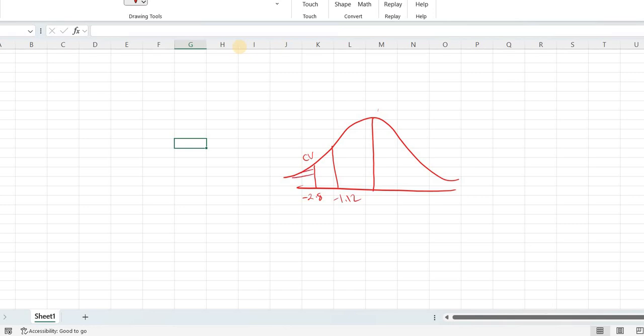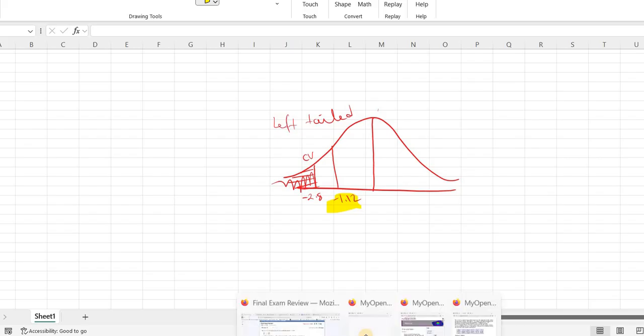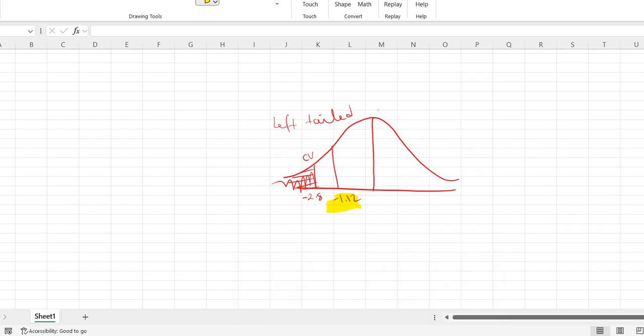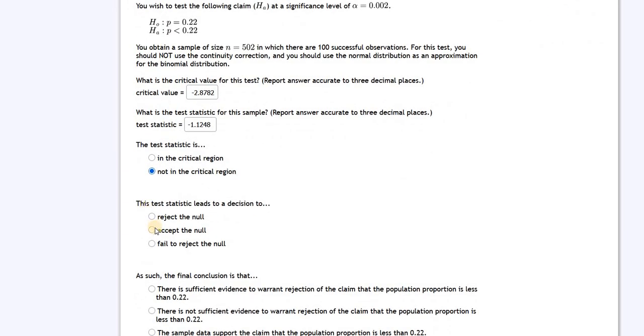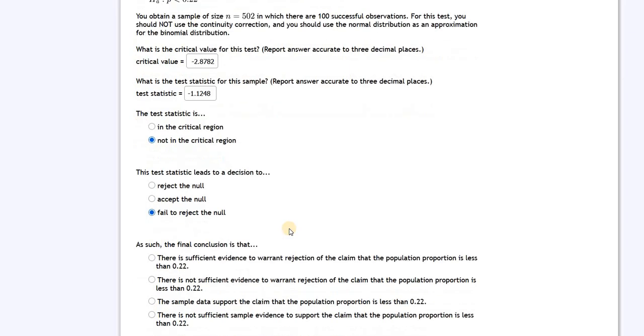This is a critical value, which means this is the critical region. It's a left-tail test, so that is the critical region, basically. Notice how the test statistic is outside of the critical region. So in this case, we are going to say it is not in the critical region, and as a result, we're going to fail to reject the null hypothesis.